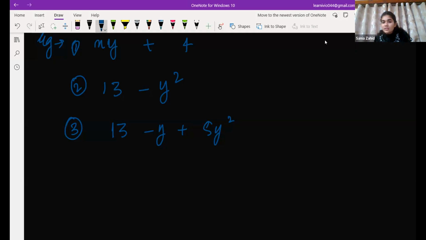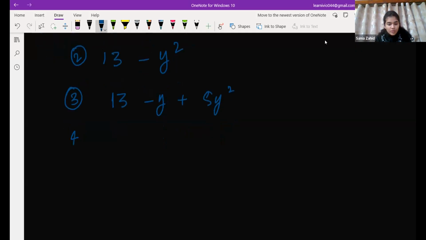Is this much clear? Yes, ma'am. Okay, now tell me this one, 4p square q minus 3pq square plus 5. Tell me the terms which are not constant.